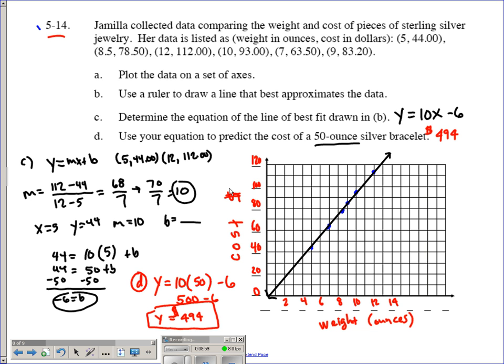Hopefully this helped you out. Just remember, plotting your points, drawing your trend line, or your line of best fit. Then you need to come up with the equation for that so that you can make predictions by plugging in other values for your inputs and outputs there.